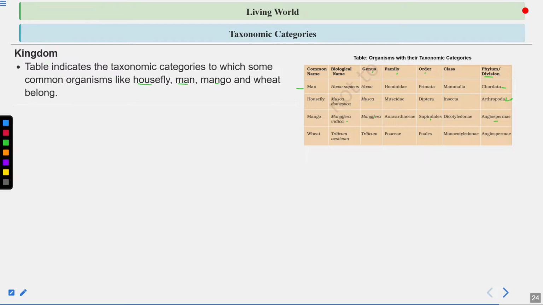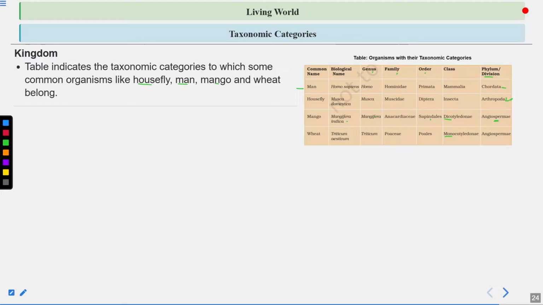So in the case of plants we use division. Angiosperms means they are flowering plants. These angiosperms can be divided into dicots and monocots. Dicots have 2 cotyledons, while monocots have only 1 cotyledon, which is known as the scutellum.